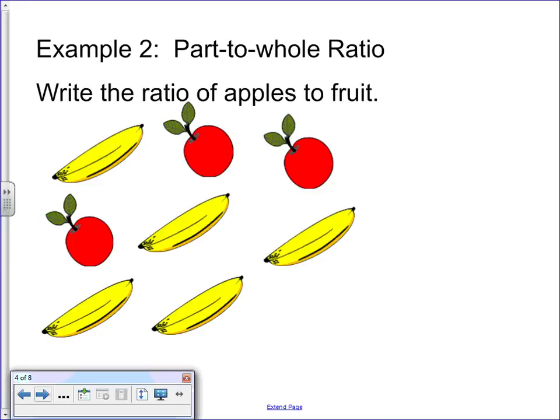Here's another example. But this is a part to whole ratio, and you'll see why. We want to write the ratio of apples to fruit. So first we need to count the apples. Let's underline the apples in green. 1, 2, 3. So there's 3 apples. Well, it wants me to compare it to fruit. So it wants to know how many apples there are out of all the fruit that's there. Now bananas are fruit, so are apples.